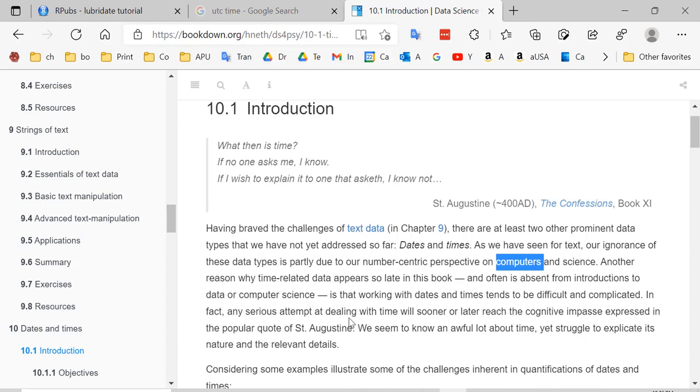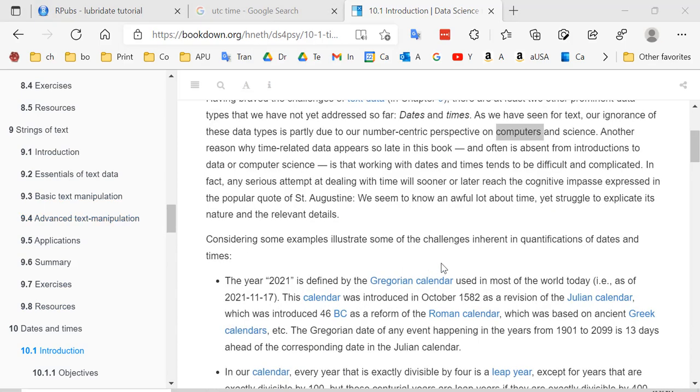In fact, any serious attempt at dealing with time will sooner or later reach the cognitive impasse expressed in the popular quote of St. Augustine: "We seem to know an awful lot about time, yet struggle to explicate its nature and the relevant details." Okay, so here are some of the challenges that we face with quantifications of dates and times.